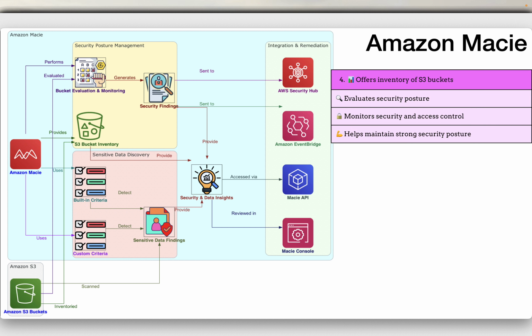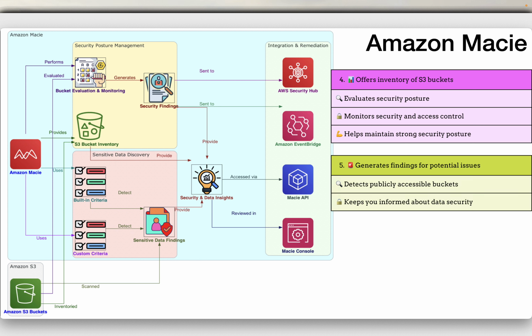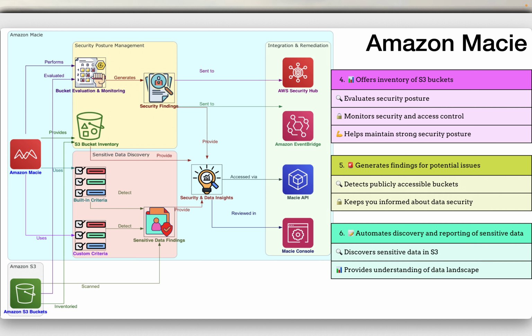Macie provides a comprehensive inventory of your S3 buckets and automatically evaluates and monitors them for security and access control, helping you maintain a strong security posture. If Macie detects a potential issue, such as a publicly accessible S3 bucket, it generates a finding for you to review and remediate as necessary, keeping you informed about the security status of your data.